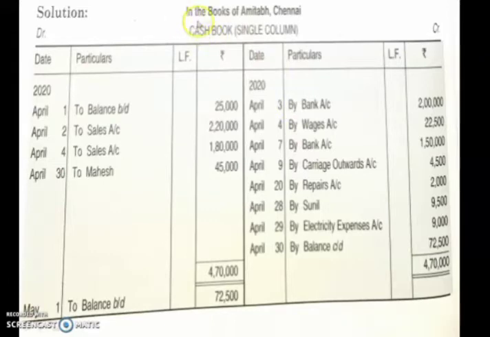So in the solution, the first thing you have to do is write: in the books of Amitabh, Chennai. Then write the title. What are you preparing? You are preparing a cash book following a single column. So cash book you can write, debit side is there, credit side is there. Prepare a box. In this box you can write date, particulars, ledger folio. See, voucher number is not compulsory. If you want you can draw it, otherwise you just avoid it. Ledger folio, amount, date, particulars, ledger folio and amount. So debit side and credit side.